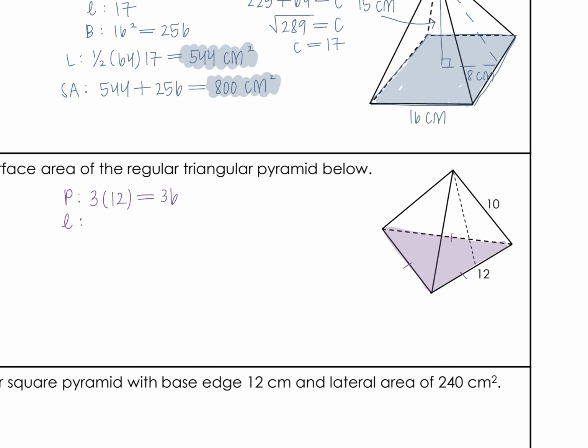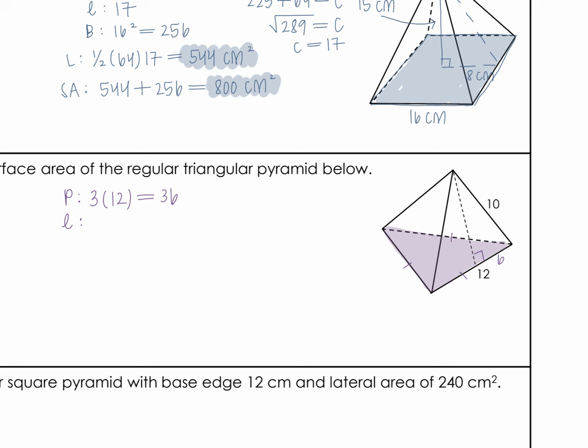Now they were very nice and they provided us with our lateral edge here to be 10. We notice that this full side here is going to be 12. They did mention that we would have isosceles triangles as our lateral faces. And so the altitude or the height drawn on an isosceles triangle is going to bisect it. So here I'm going to deal with 6. We have that 10, and this is going to create a right triangle that we can use Pythagorean theorem on to find that slant height.